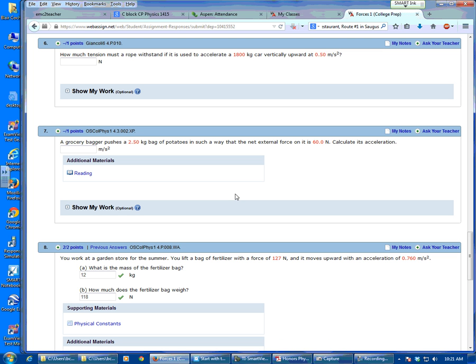All right, so we're going to go on to number 6. How much tension must a rope withstand if it is used to accelerate this car vertically upwards? Oh, this is going to be very similar to the last one we just did, except they told us the inertia, the mass of the car, rather than telling us the force that's used and asked us to find the force. Cool, this will be like reinforcement.